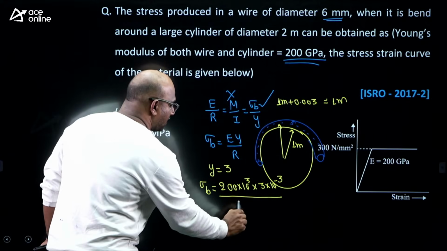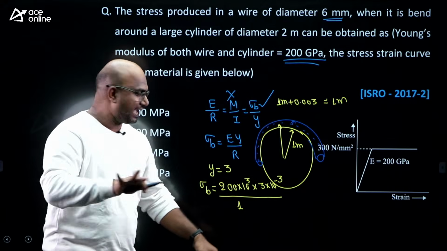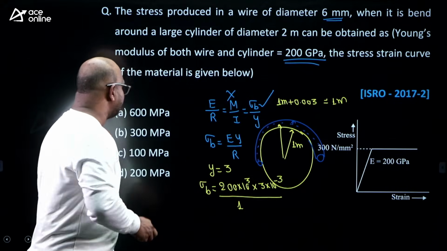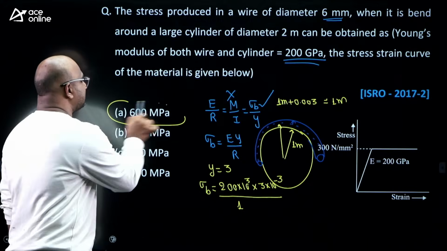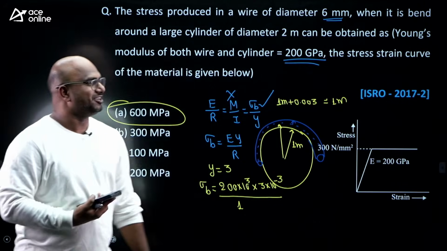So r equal to how much, guys? 1. So what is going to happen, guys? 10 cube and 10 power minus 3 get cancelled out by each other. It is coming as 600, which is the right answer. Option A is the correct one, guys. So I hope this is clear for you.